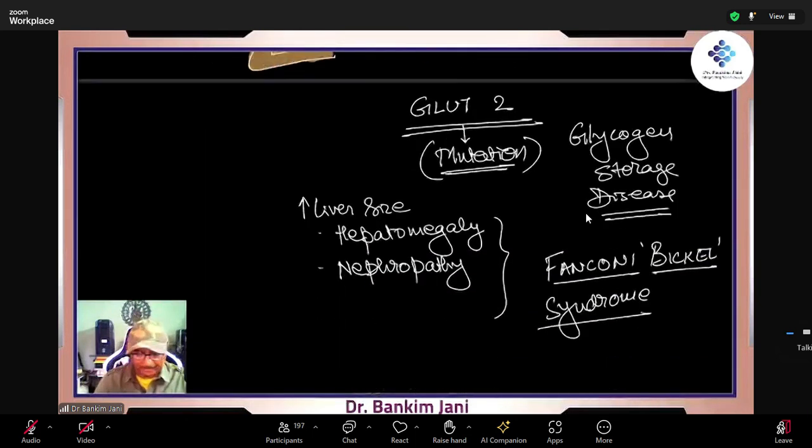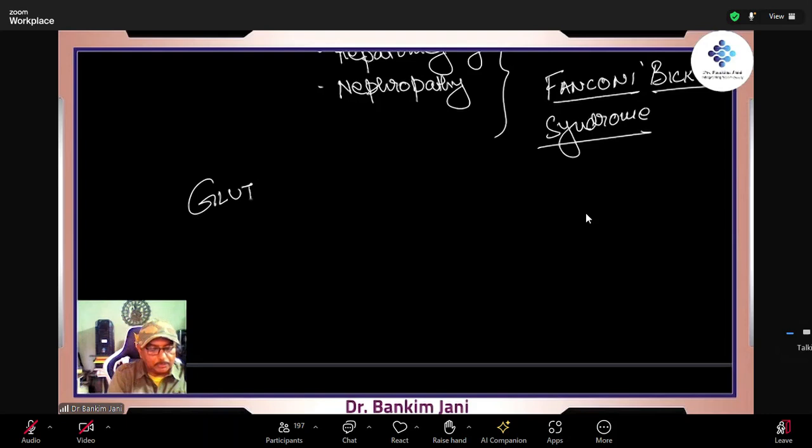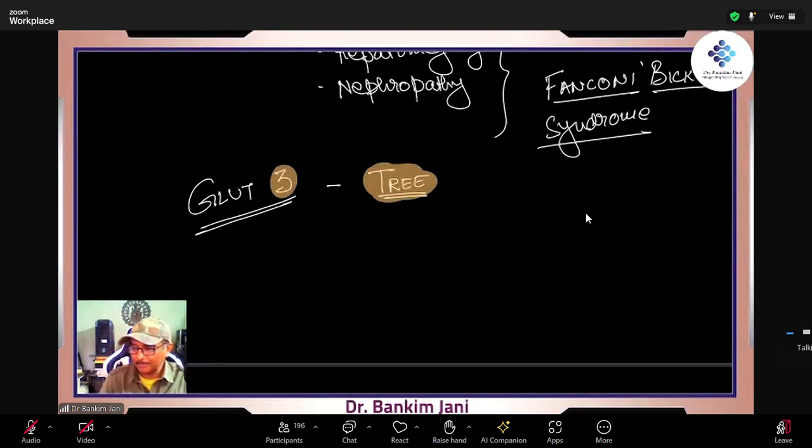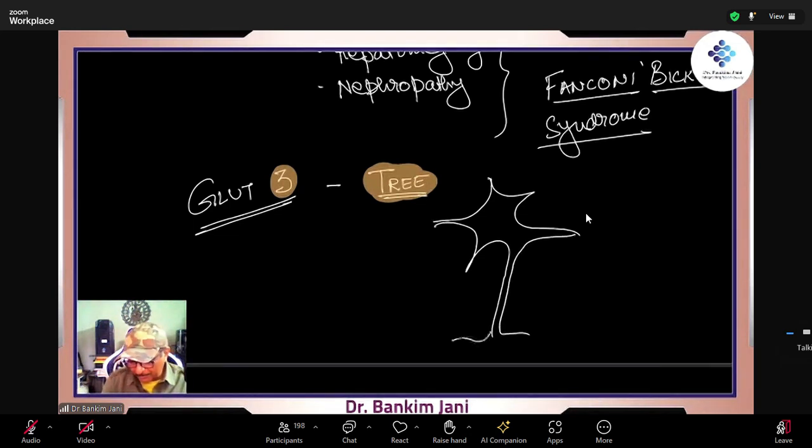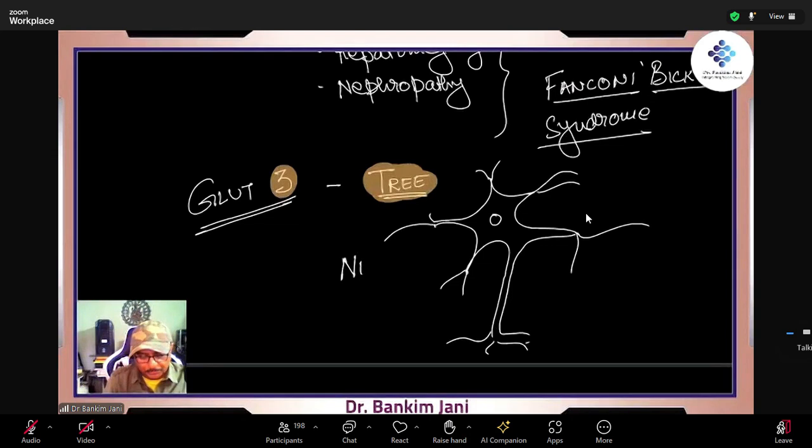On to GLUT3. When you say 3, you say tree. Tree is, you must have seen a neuron. If we become slightly more creative, can we say this is like a tree? That's where it is used: neurons. For the rest of the body system, wherever the neurons are there, it is GLUT3 which is utilized.